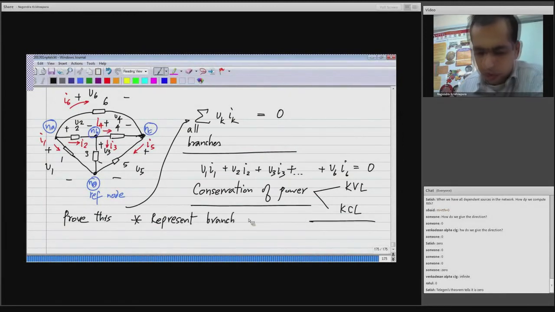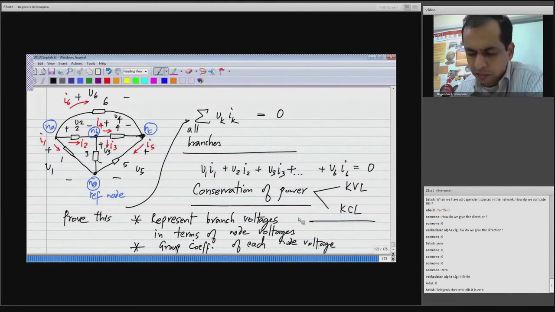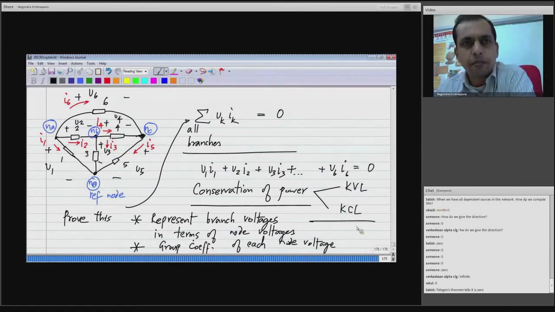So for this you have to represent branch voltages in terms of node voltages and group the coefficients of each node voltage, and then you will be able to pretty much immediately see the answer. So I will stop with this discussion here. We'll continue with this in the next lecture.